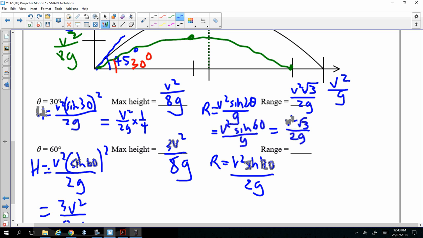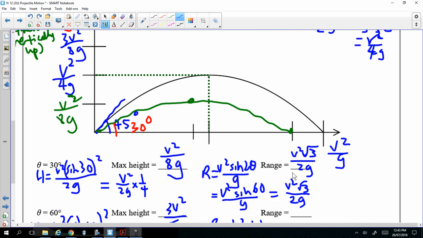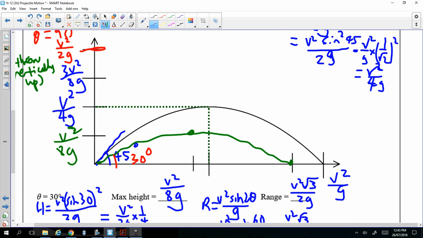Okay, so we're going to label the other one. It's going to reach here, going to here, and here, actually over here. So that angle is theta equal to 60. You notice that with two different angles, they have the same range. They have the same range with these two angles.